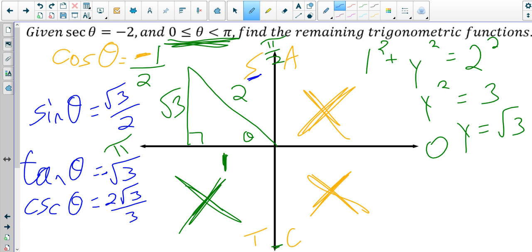We've already found, or we were given the secant function, so the last one we need to find is the cotangent of theta. The cotangent of theta is 1 over the tangent, so that is adjacent over hypotenuse, so we'd end up with 1 over the square root of 3, or in other words, the square root of 3 over 3, and that needs to be negative as well.